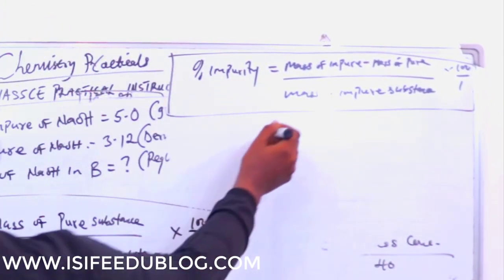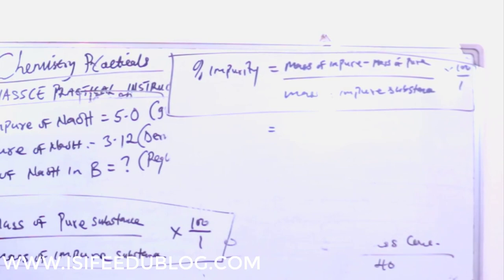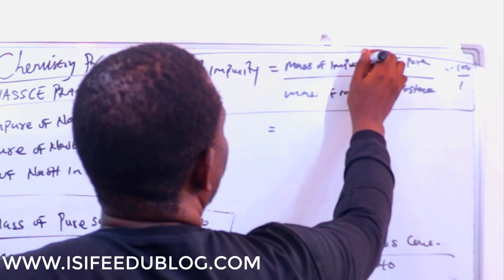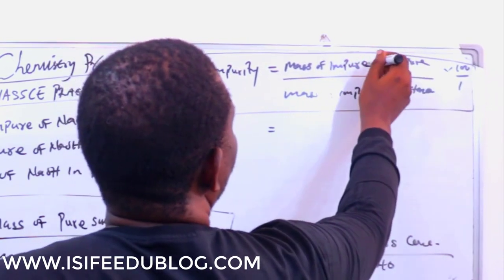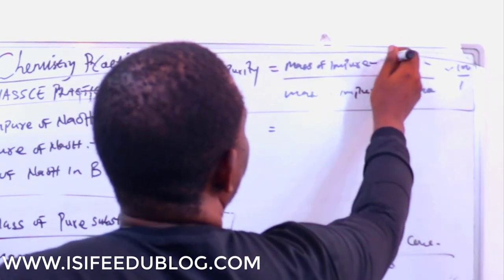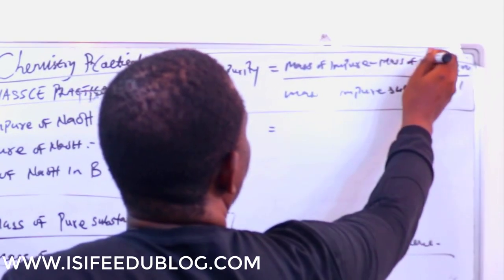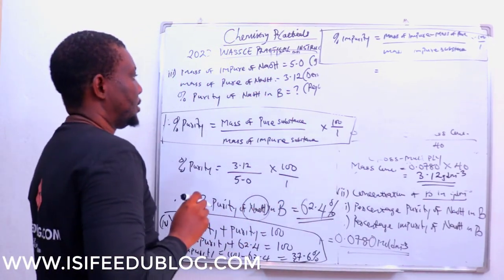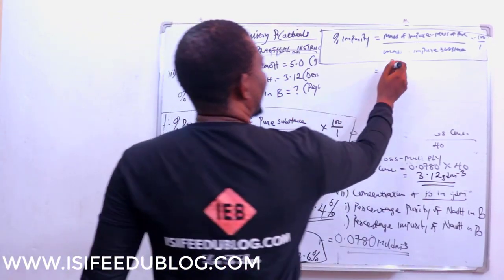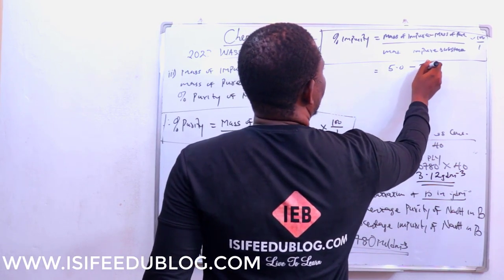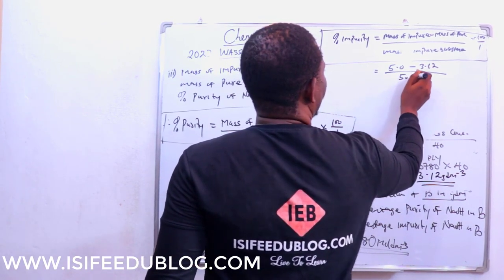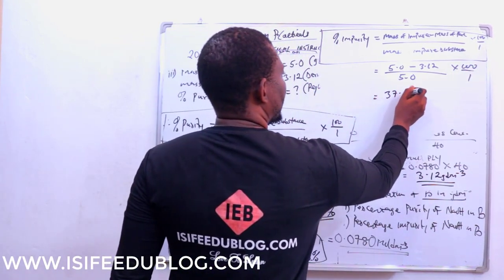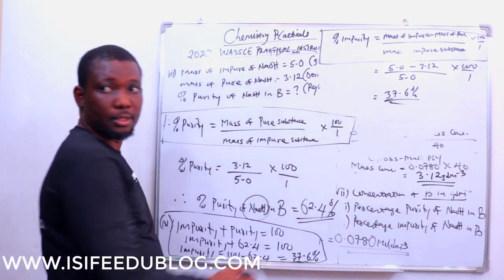That's percentage impurity, which is mass of impure minus mass of pure. So what you do now is, what is the impure? 5. So you have 5.0 minus 3.12 over 5.0 times 100 over, which gives 37.6%. So you can see it's the same.